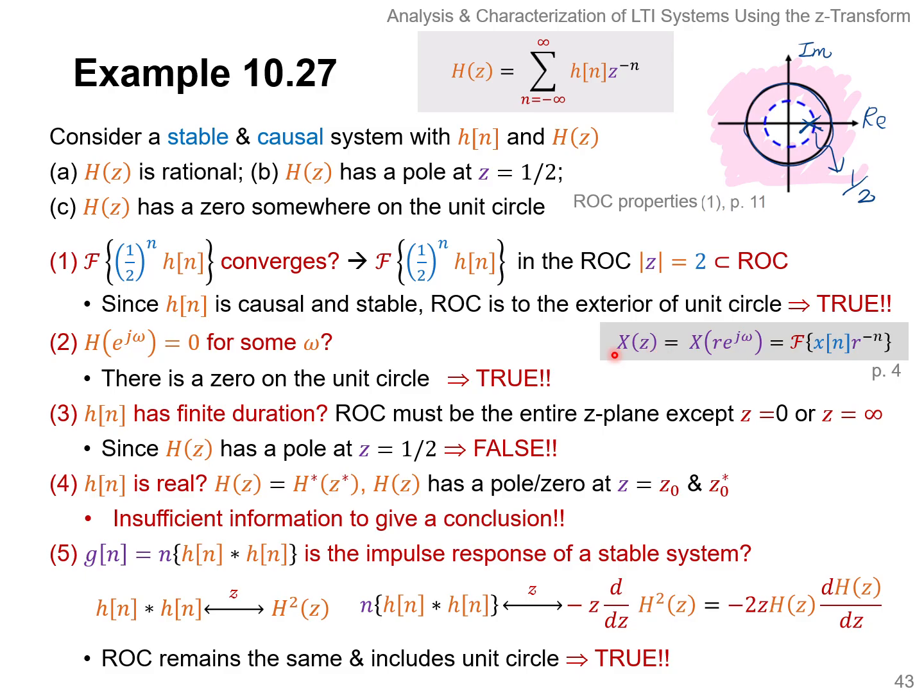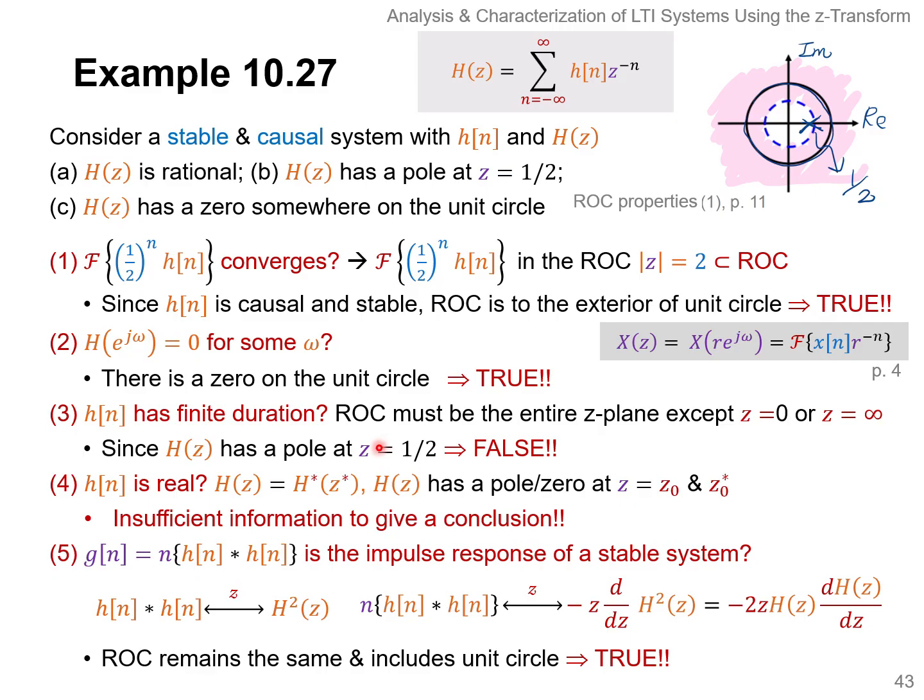Second question, we ask if the frequency response is 0 at some frequency. We are told there is a 0 on the unit circle. That means the frequency response becomes 0 at that point. So this statement is true.